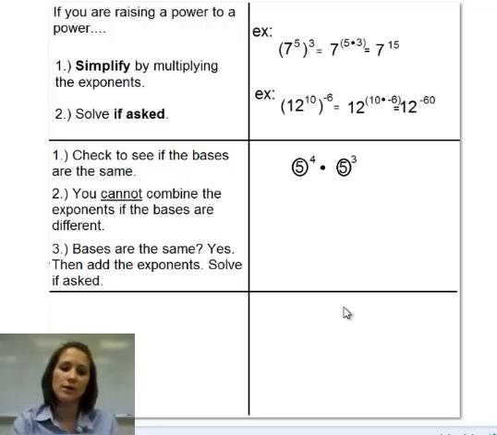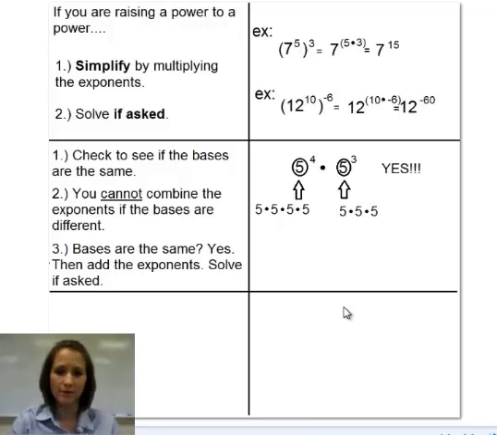Okay, so the first thing you need to do is check to see if the bases are the same. I circled the bases on the right-hand side so you can see 5 and 5, they are the same. If they're not, you cannot combine the exponents. So here, the bases are the same, so we're going to be able to combine the exponents by adding. This is what it looks like broken down. 5 to the 4th, 5 times 5 times 5 times 5, and 5 to the 3rd, 5 times 5 times 5. Here is one where the bases are different.